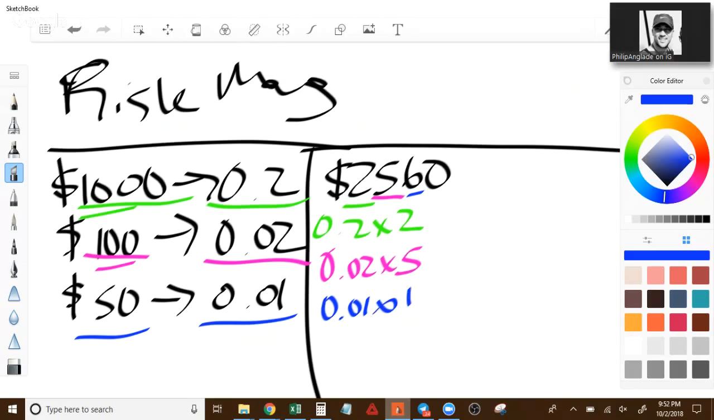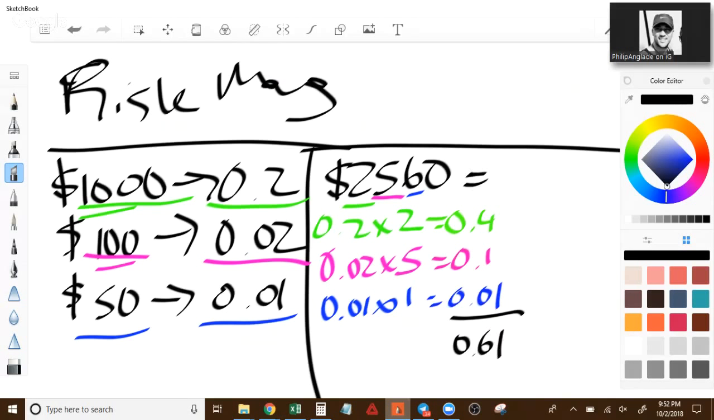Okay, so if I was to add that all up together, it's going to be 0.4 plus 0.1, and then plus 0.01. So all that equals 0.61. Okay.